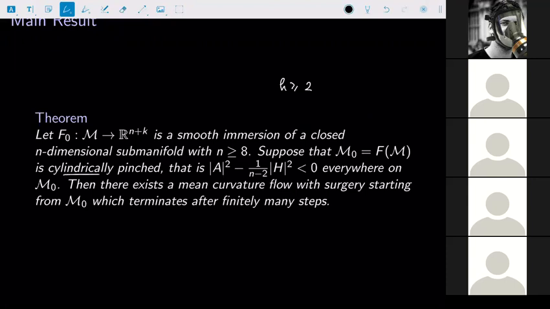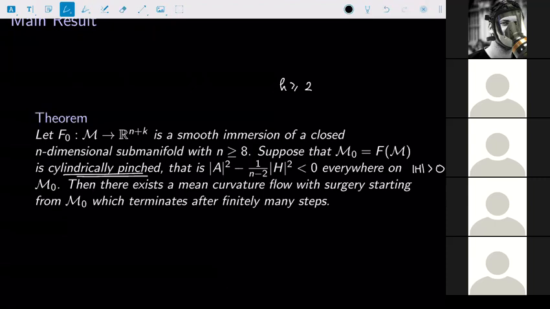Cylindrically pinched here means this particular curvature condition, which is a ratio between the squared norm of the second fundamental form and the squared norm of the mean curvature. It says that the ratio is bounded below by n minus 2. And usually I make the condition here as well that H is greater than or equal to 0. Actually, there's a consequence here, but you can put that as separate as well. So here we assume that the mean curvature is strictly greater than 0.